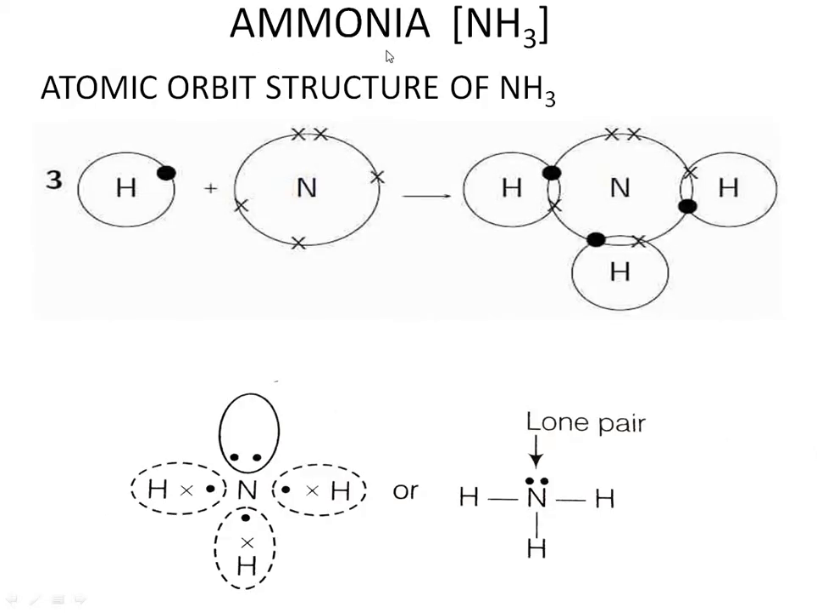So coming to ammonia, you all know the formula of ammonia is NH3. It's not the ammonium radical which we are discussing now. It is ammonia, a gas. Now we'll see the atomic orbit structure of ammonia. So hydrogen, as usual, will have 1 electron. How many hydrogen atoms am I going to draw here? 3 hydrogen atoms. But you can draw 1 hydrogen atom and write 3 in front of that hydrogen.